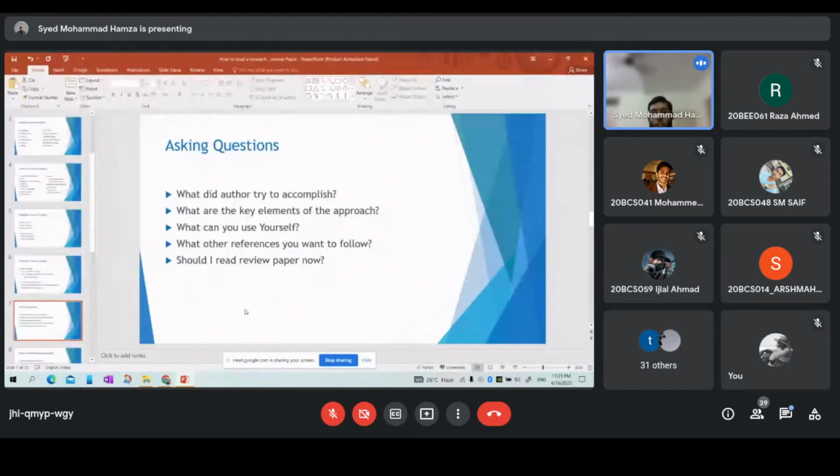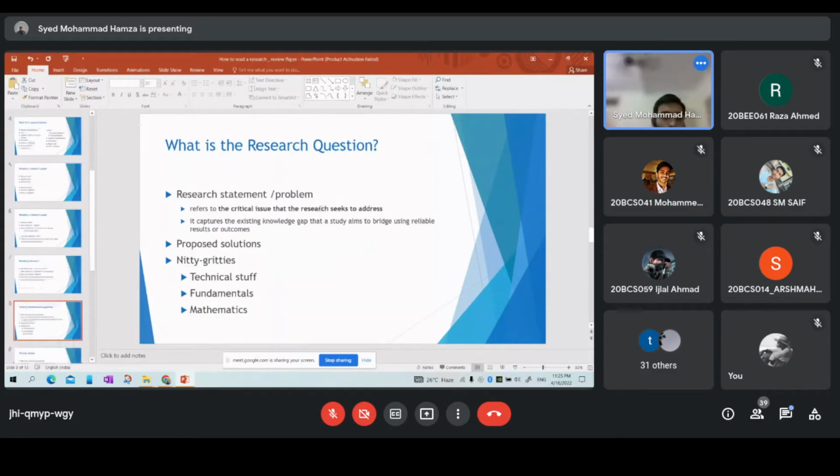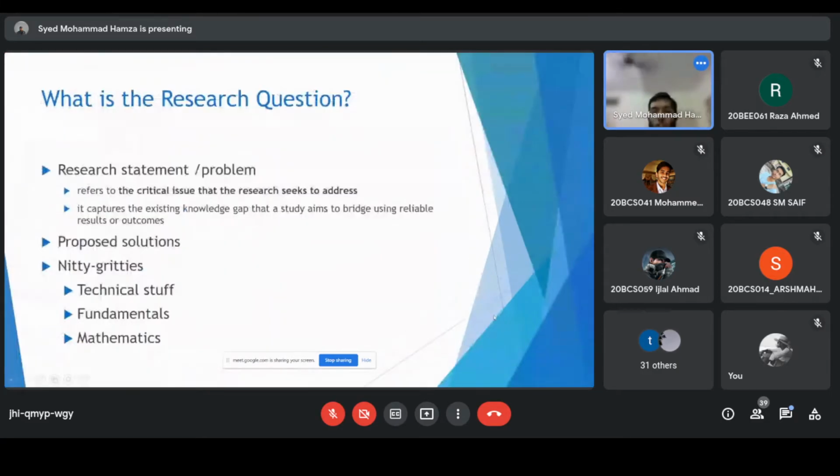So these are the questions we ask. First, we read a research paper by multiple passes. Then we ask questions, and then we ask the most important question. And this question is, what is the research question? Every research paper has a research question that is answering something. That is called the problem statement. It is having a problem that it is solving. So that is a research question.